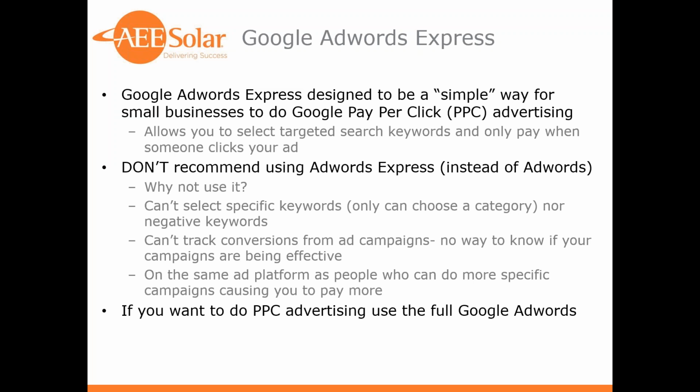The main reason is that you can't select very specific keywords. You can only choose a category. And you can't do negative keywords. For some of you that may be a little confusing, but with AdWords and pay-per-click, it's very important that you pick the right set of keywords. When you can't really do that, Google has all the control over your account and you have very little.